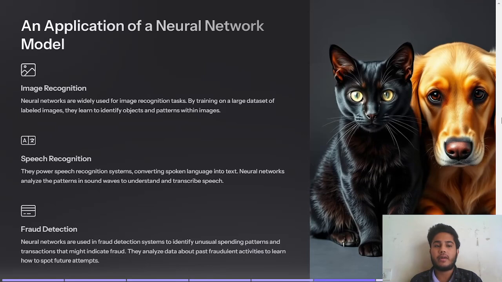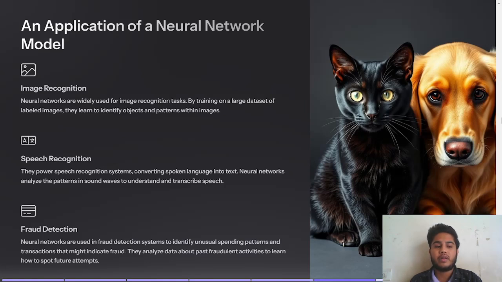Applications of neural network models. The first application is image recognition. Neural networks are widely used for image recognition tasks. By training on a large dataset of labeled images, they learn to identify objects and patterns within images.